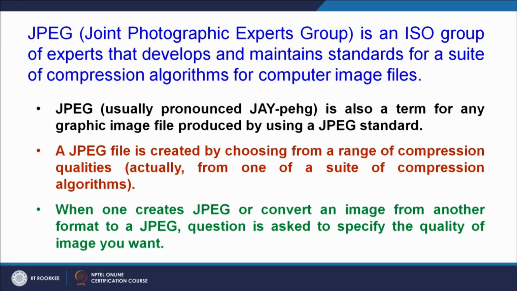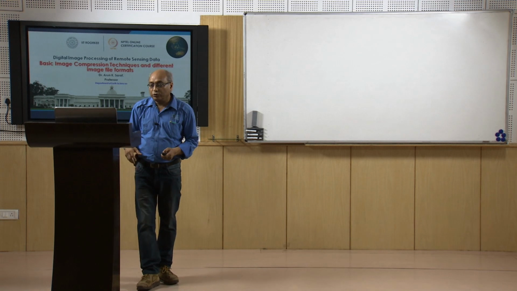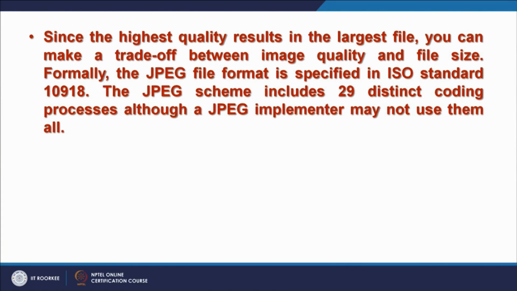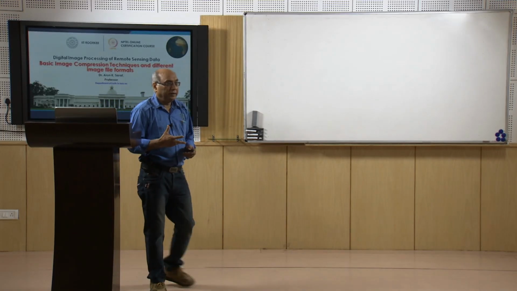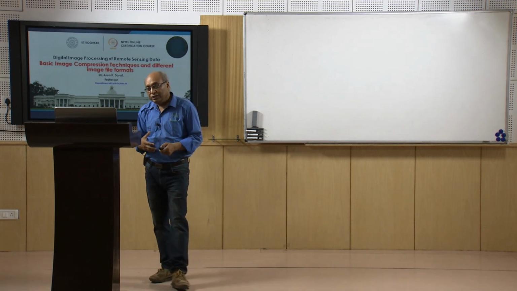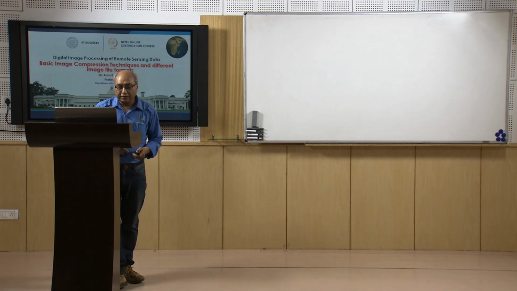So JPEG is a compression technique and at the same time an image format as well. And the question is asked to specify the quality of the image. Since the highest quality results in the largest file, you can make a trade-off between image quality and file size. So you have to assess whether you want to retain the quality of an image or you want a high compression, and accordingly things are chosen.